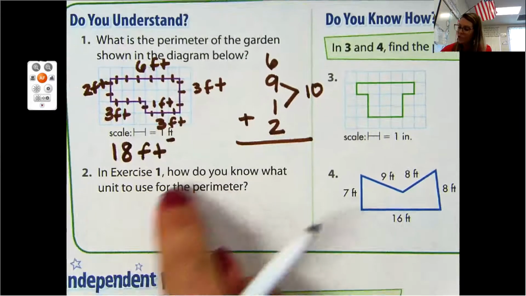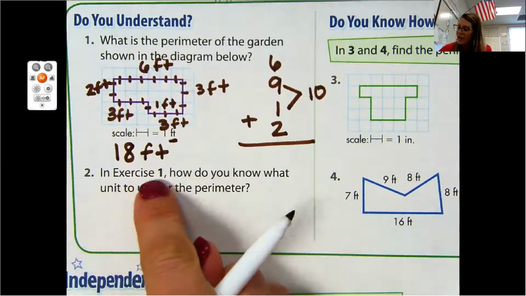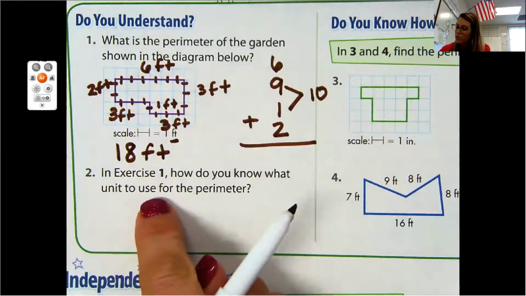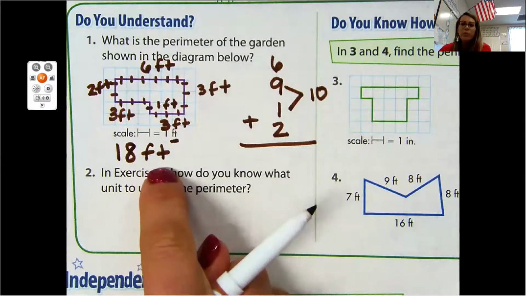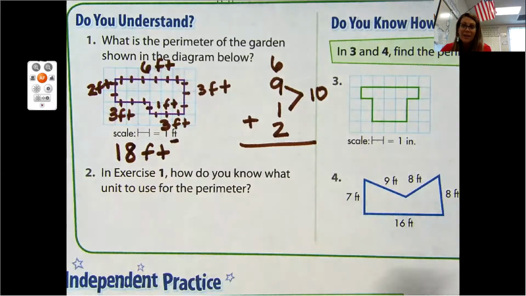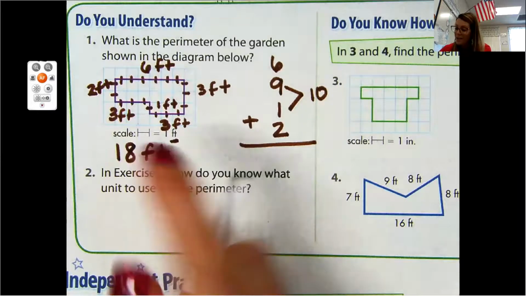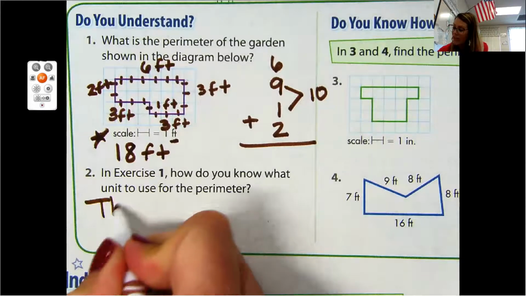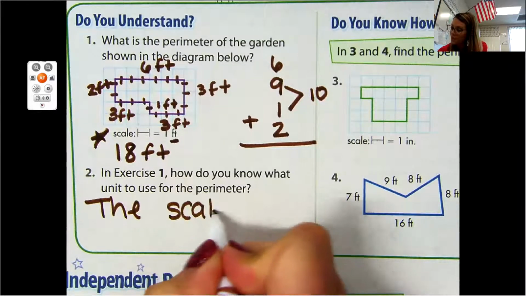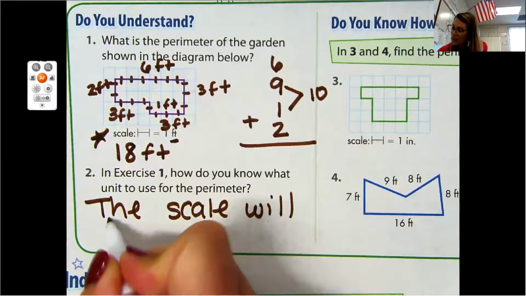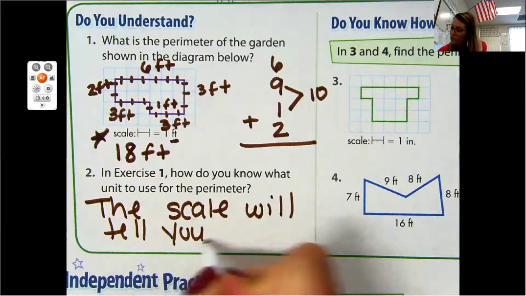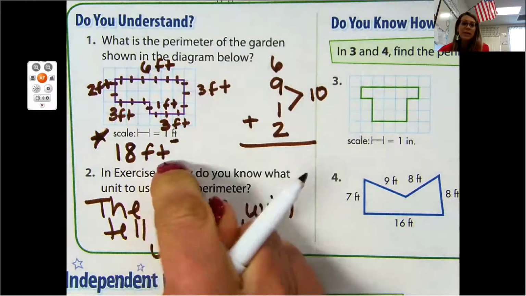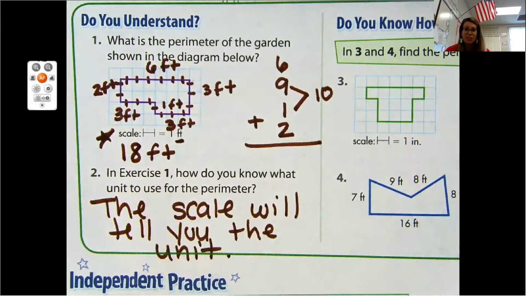Okay, so let's look at question number 2. In question number 1, how do we know what unit to use for the perimeter? Well, we knew the unit was feet. How did we know that? You have to look at the scale. The scale will tell you the unit. Okay, so unit means like feet, meters, inches.